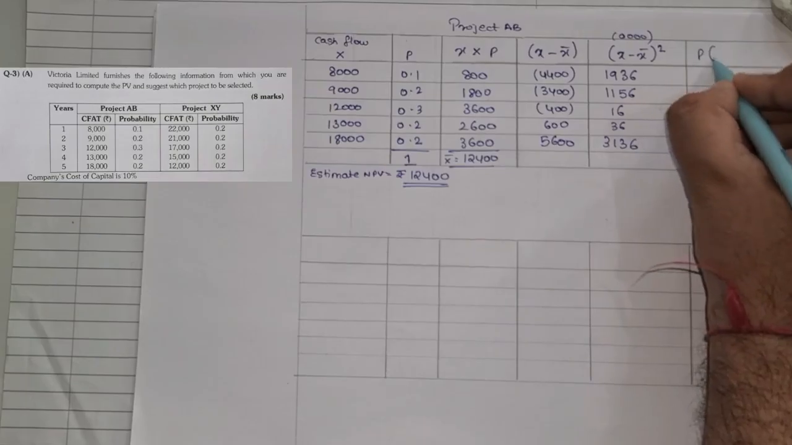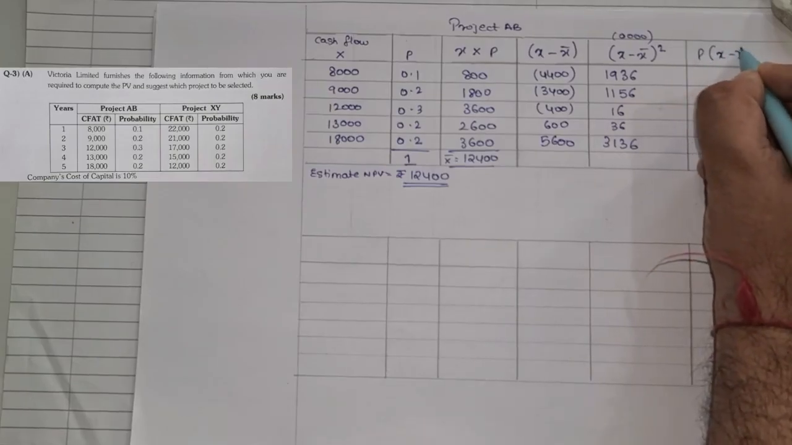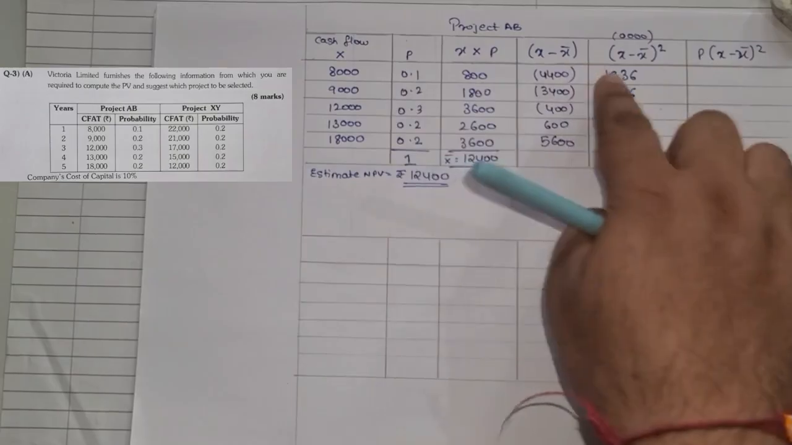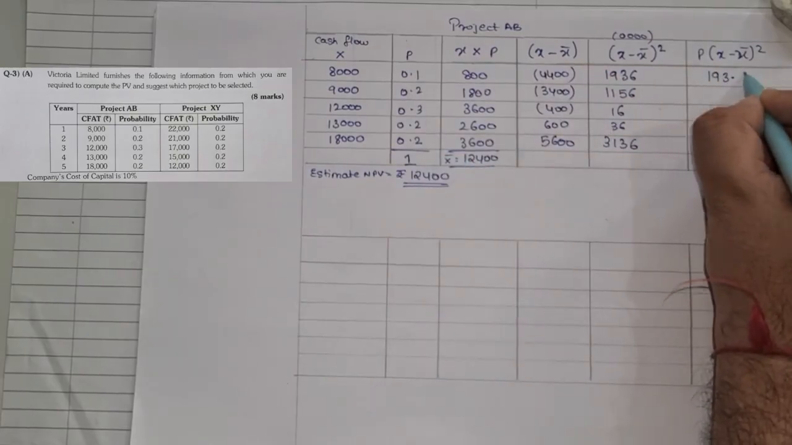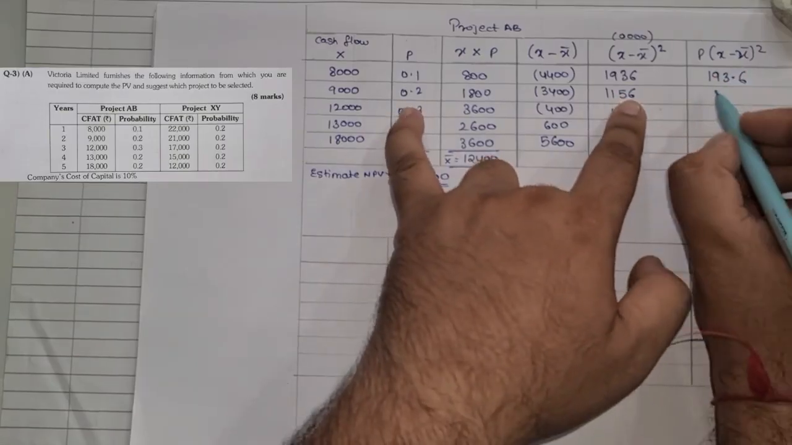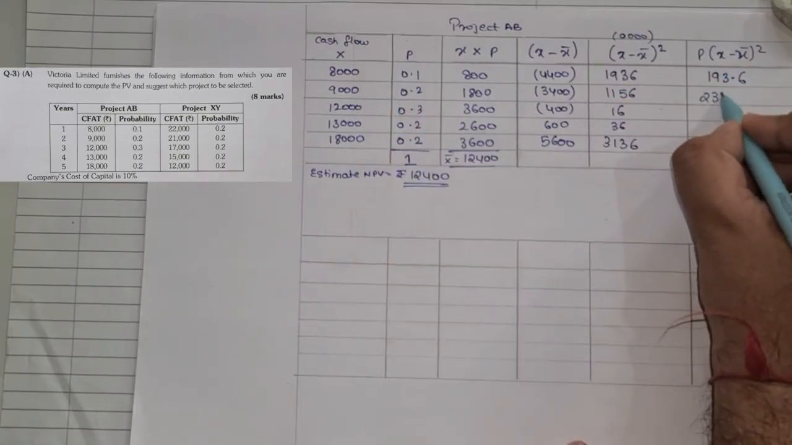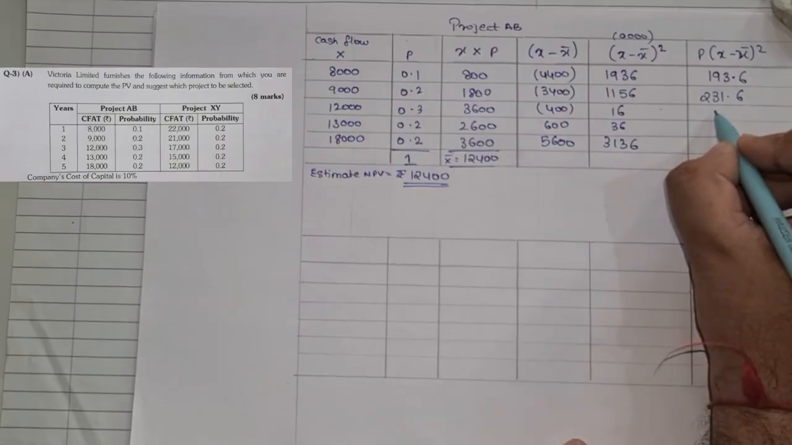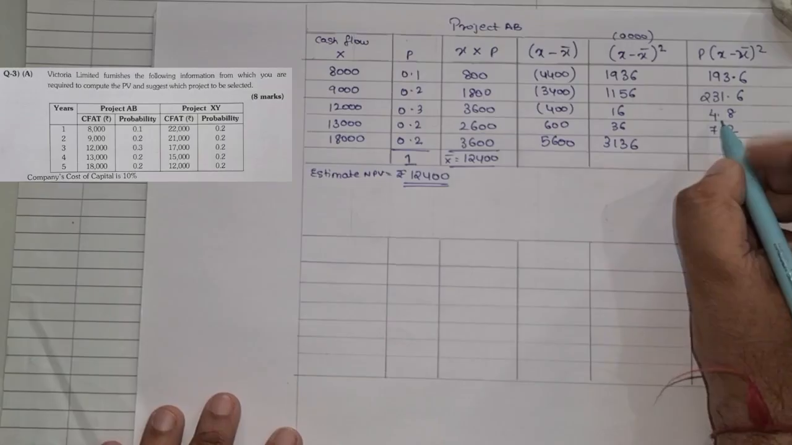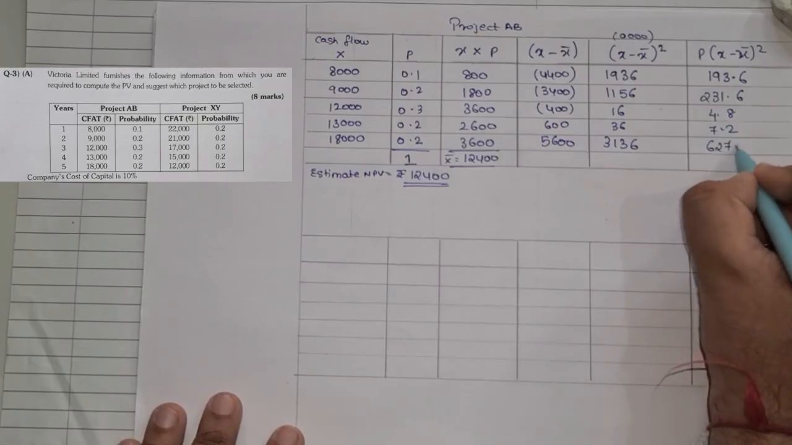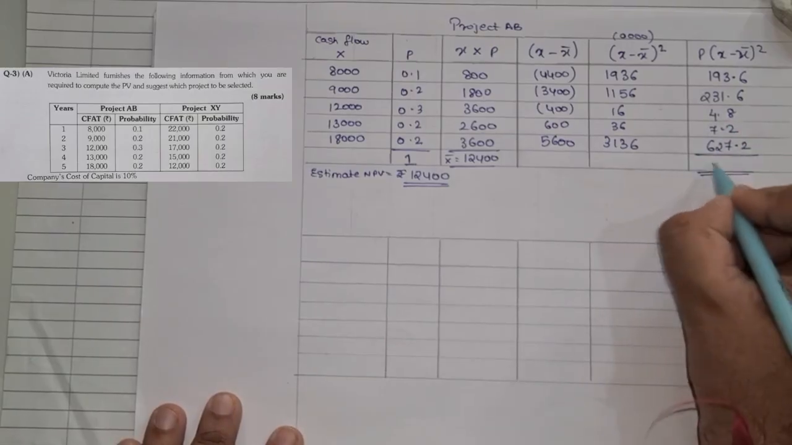And lastly, probability into X minus X bar the whole square. So 0.1 into 1936 will give you 193.6. Next, it will give you 231.6. Next will give you 4.8. Next is 7.2, and the last value will be 627.2.